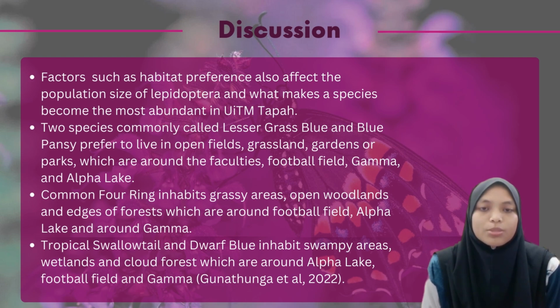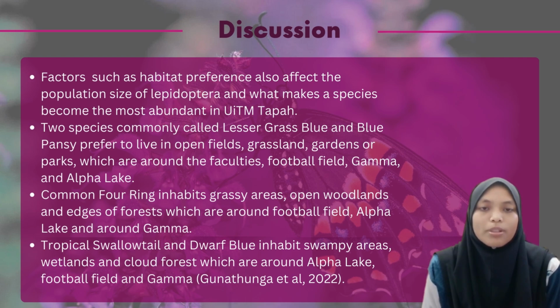For instance, two species called lesser grass blue and blue pansy prefer to live in open fields, grassland, gardens, or parks which are around the faculties, football field, Gamma, and Alpha Lake. They have the largest habitat in UiTM TAPAH among other species of Lepidoptera, making them easily found.